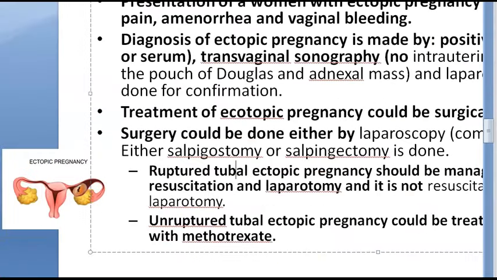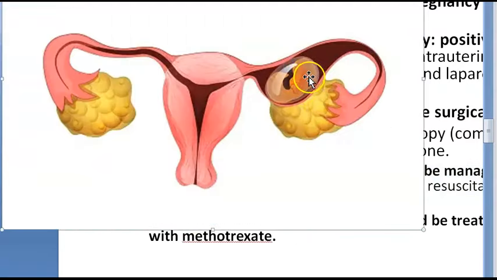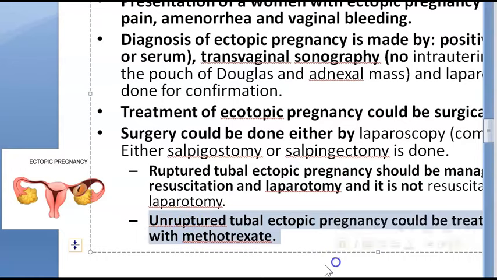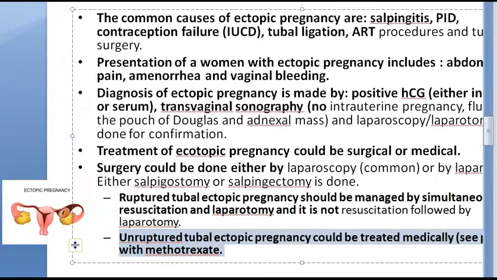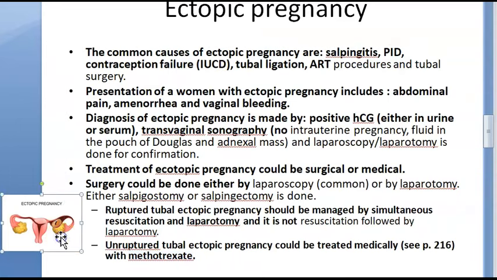But basically they are trying to decide based on whether it has ruptured or whether it has not ruptured yet. What do you think the situation is here? It has not ruptured according to me, and it might rupture very soon. So whether it has ruptured or unruptured. Let us see unruptured first. If it is unruptured, you can just medically treat it with methotrexate. Just give methotrexate, I'm guessing, directly at that place, right? So it will get absorbed.